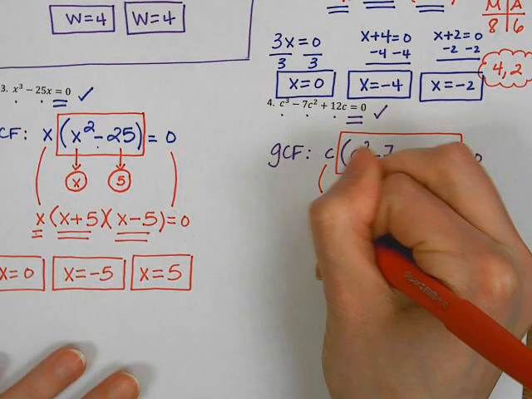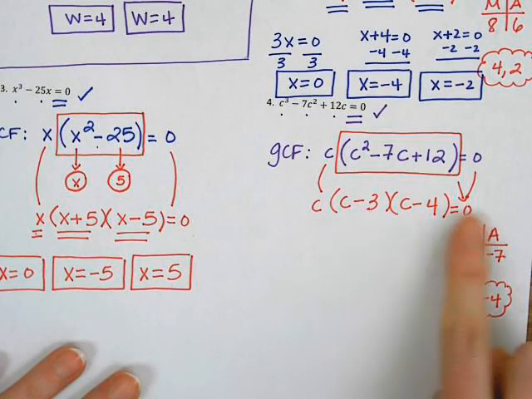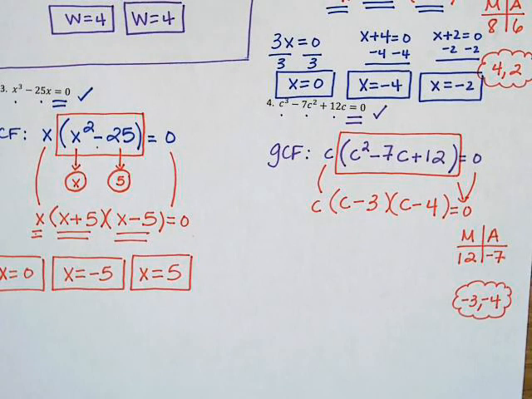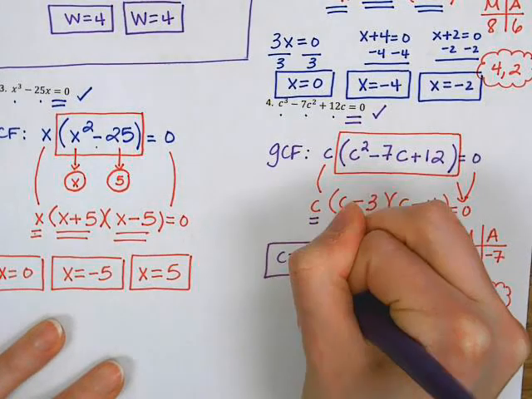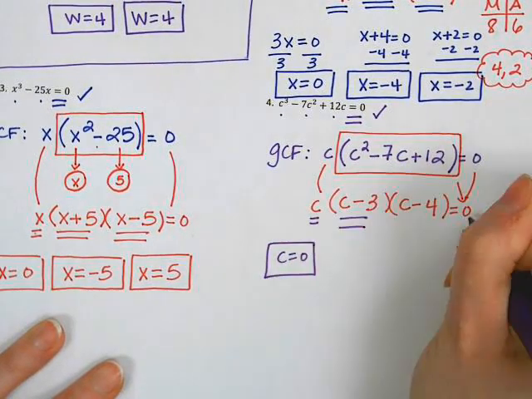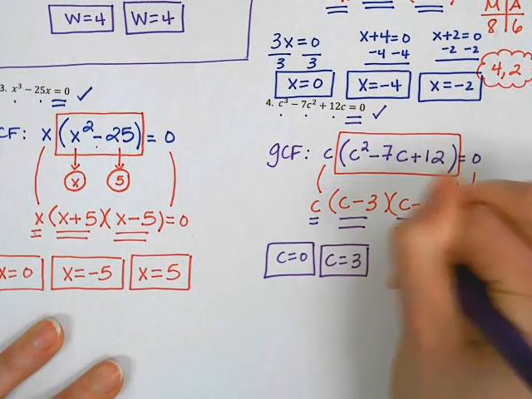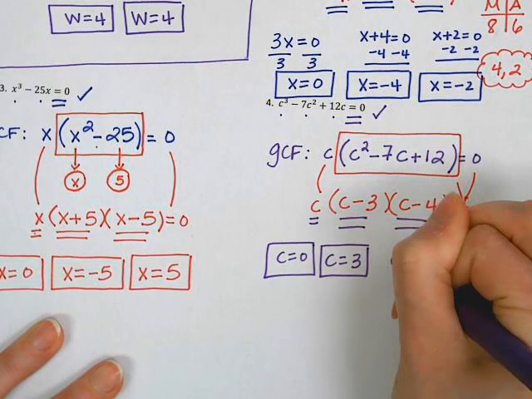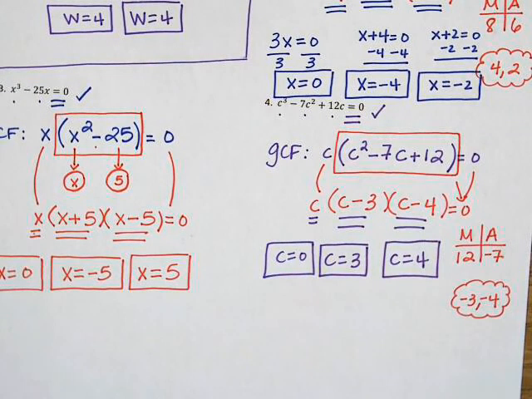Bring down the GCF c. Bring down equals 0, and now let's get our solutions by setting them all equal to 0. Now this one's just going to be c equals 0. This one you're going to add 3, so you get c equals 3. And this one you're going to add the 4, so you get c equals 4. So the solutions are 0, 3, and 4.